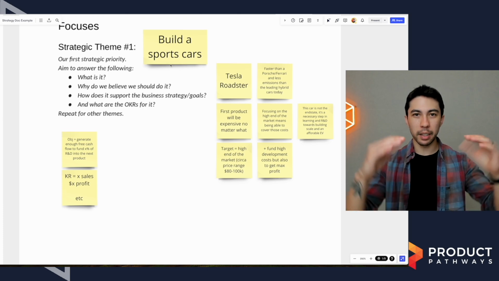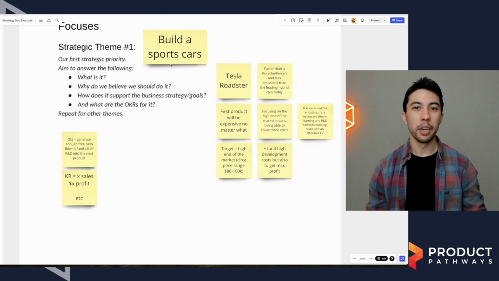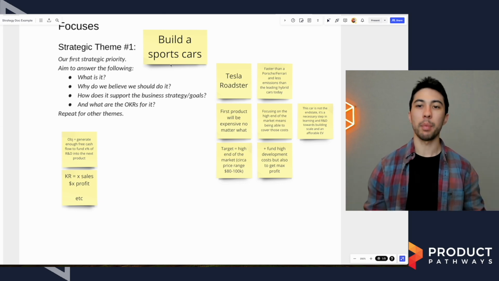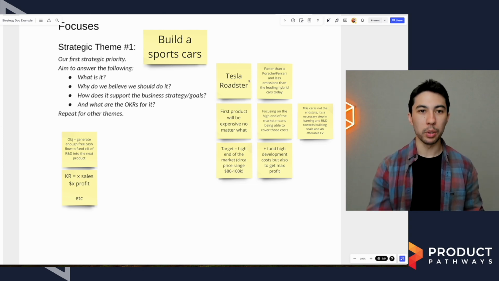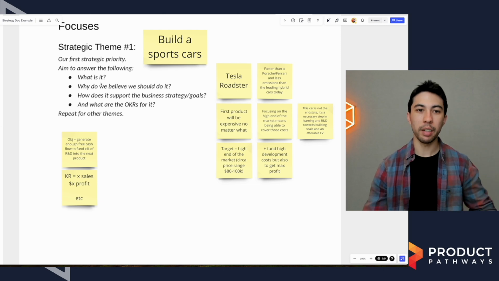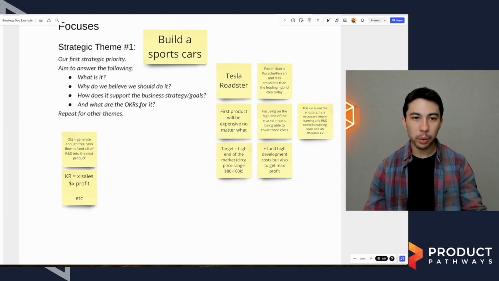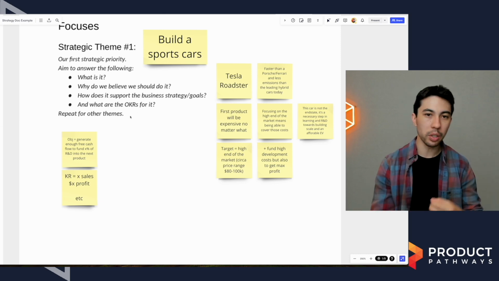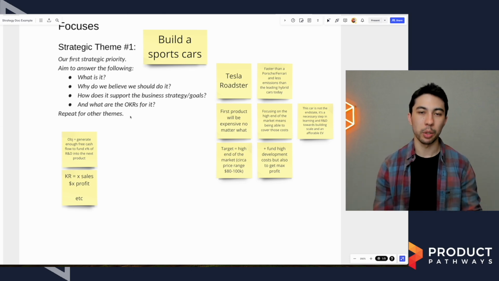So this is where creating that detail in this section is so important. Whilst we may say that the strategic theme is to build a sports car, we might even call it the Tesla Roadster, we need to explain why we're doing it. What is it? Why do we believe in it? How does it support our business? What are our OKRs or how we're going to measure success, etc. You can have more things in here if you want, like who are you targeting, those types of things. But we want to start to answer these types of questions.